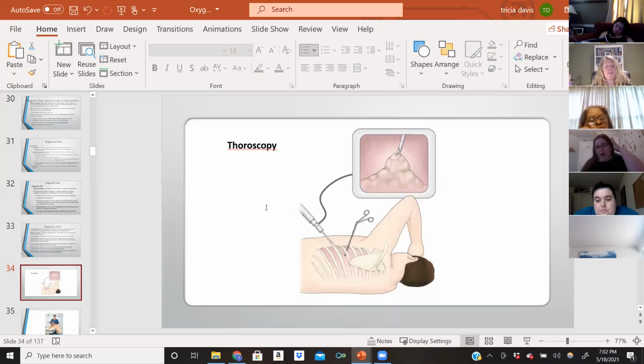So this is a picture of a thoracoscopy. This is where they go into the pleural space there through the ribs. And this picture up here is showing how they would take off a piece of that tissue there to send off for a biopsy.